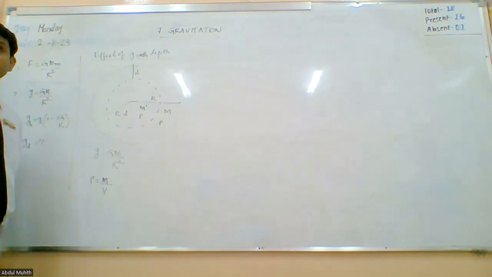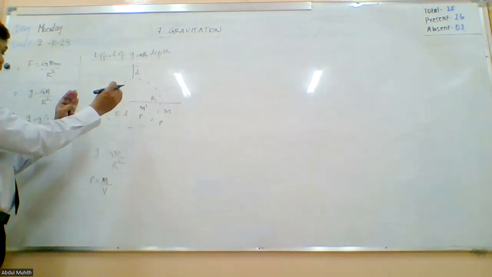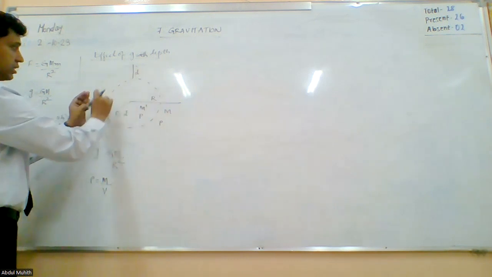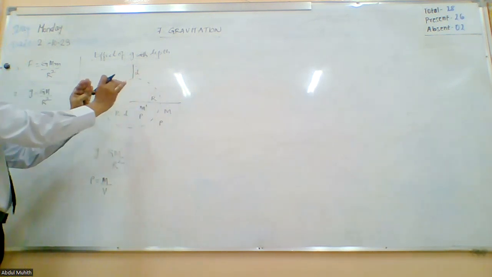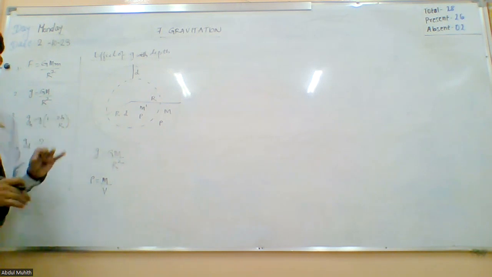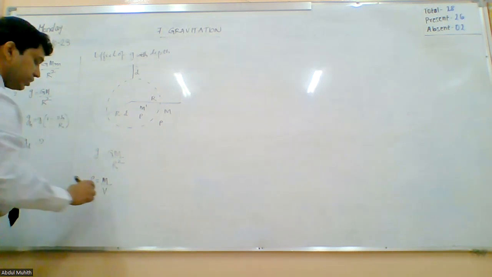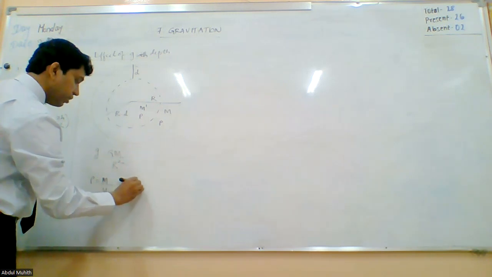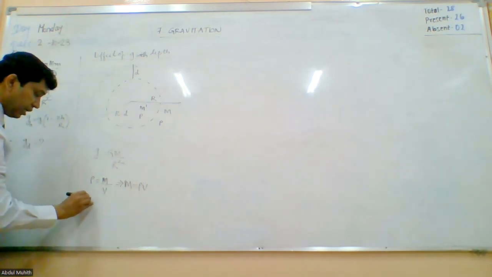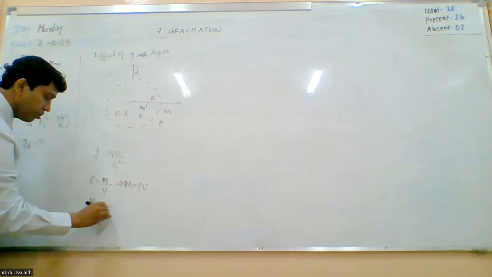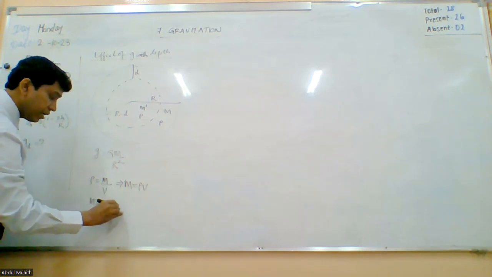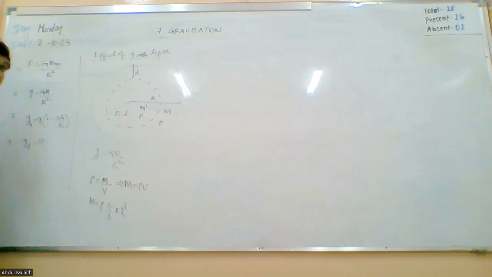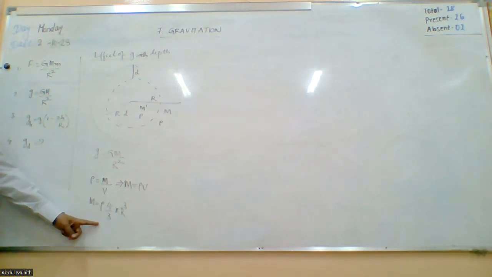Is that clear? Did you understand? This is the Earth. We cut this part of the Earth, and the mass will not remain the same. Mass will reduce. So density equals mass by volume, so mass equals density into volume. What is the volume? It is 4 by 3 pi R cube, the volume of the sphere.